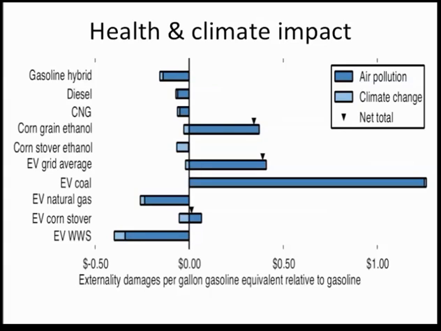The largest negative here is for electric vehicles from coal. Perhaps not surprisingly, very large air pollution health impacts of coal. The largest benefit is electric vehicles from wind, wave, and solar. So this is renewable-based electricity that gives us the largest benefit. And again, there are several examples over here that are on the left side of this line that are environmental benefits relative to gasoline. The second largest bar is electric vehicles powered by natural gas. And the third largest bar is gasoline hybrid. So this is like the Toyota Prius.